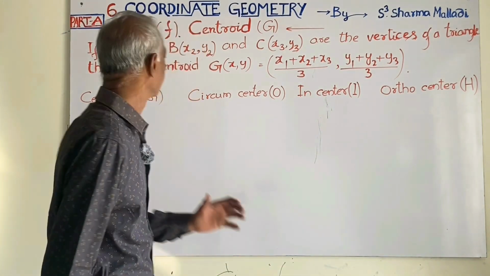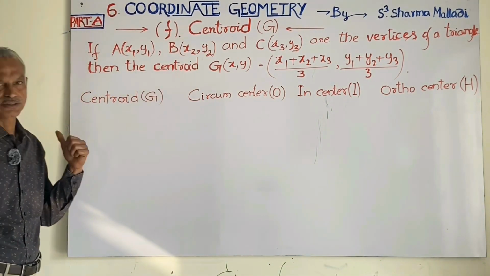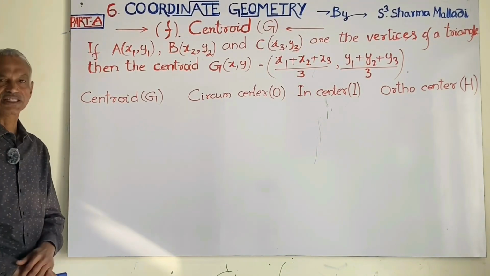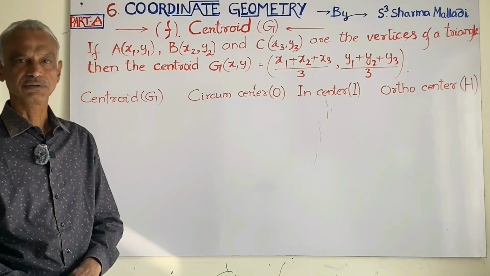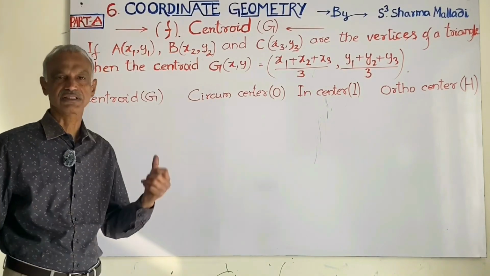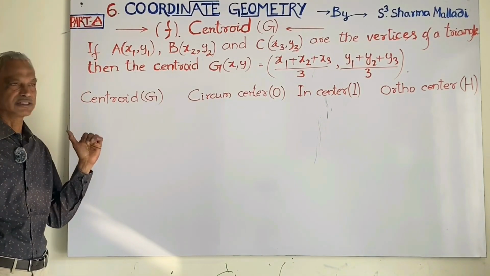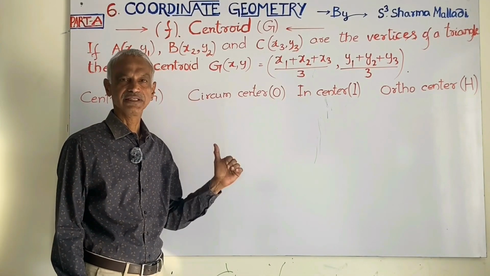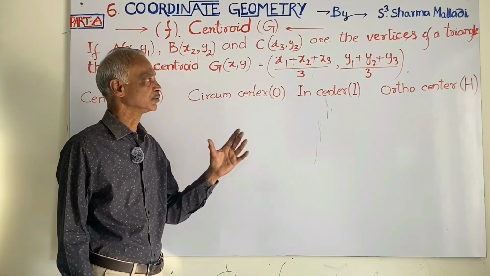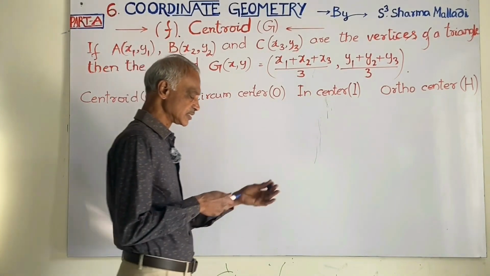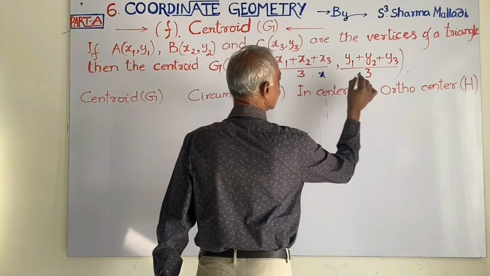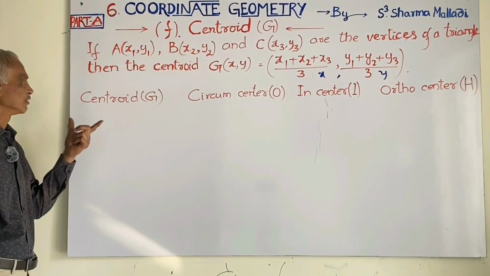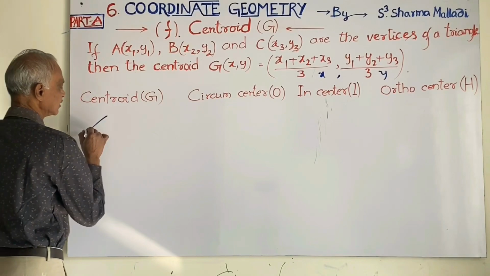Hi students, now we have the centroid G. Centroid is represented by G. If A(x1, y1), B(x2, y2) and C(x3, y3) are the vertices of a triangle, then the centroid G(x, y) will be ((x1 + x2 + x3)/3, (y1 + y2 + y3)/3). This is the x coordinate and this will be the y coordinate. What is centroid? You should know centroid.